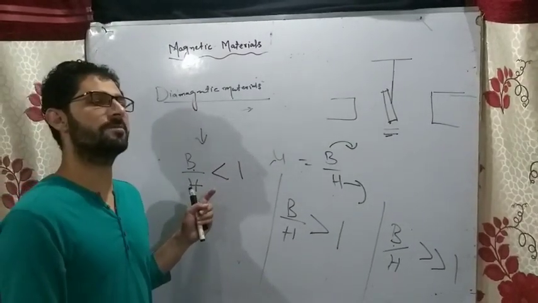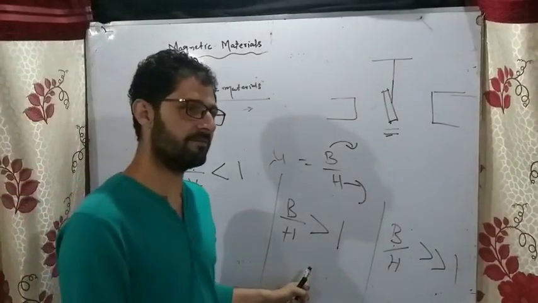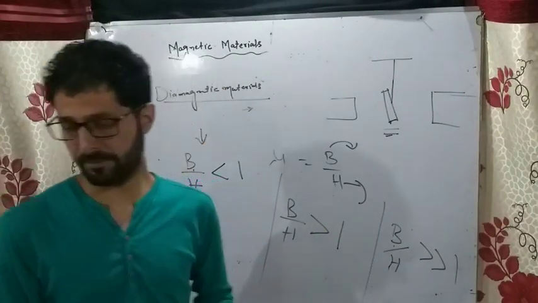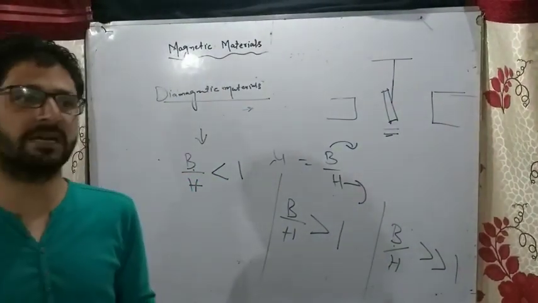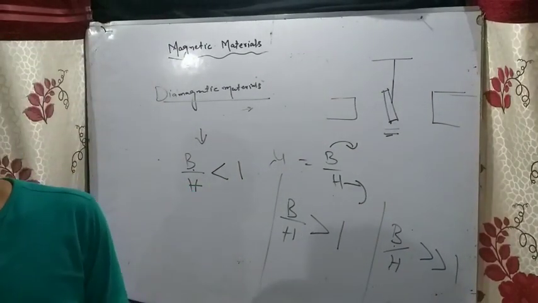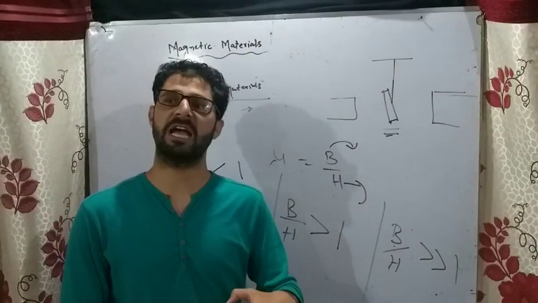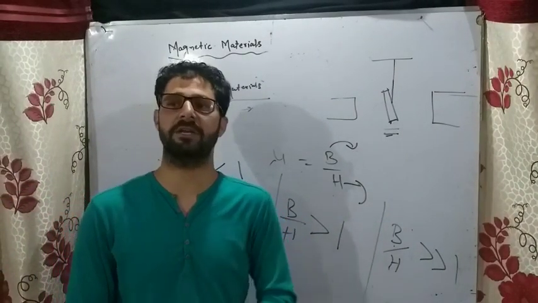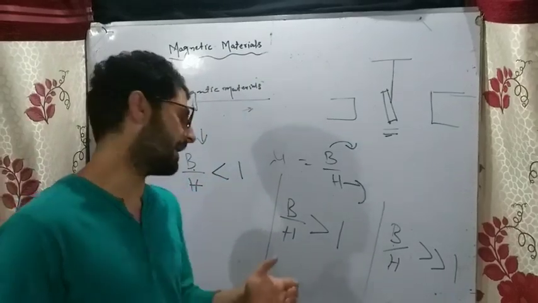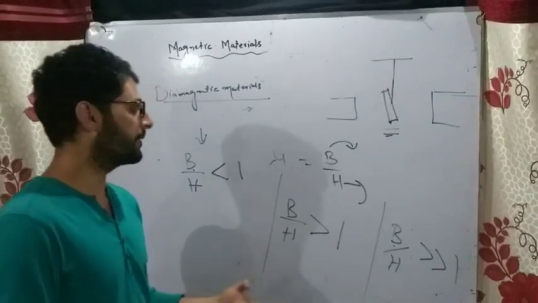Magnetic permeability for diamagnetic substances is less than 1, for paramagnetic it is greater than 1, and for ferromagnetic it is much greater than 1. And also magnetic flux density. Magnetic flux density for a diamagnetic substance is less than iron. Magnetic flux is the magnetic field lines passing through that material. For a diamagnetic substance, magnetic flux density is less than air.